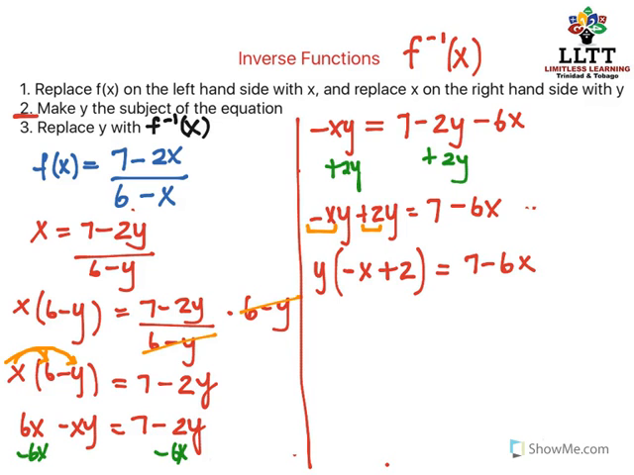So now I have y times some value is equal to 7 minus 6x. And I want y alone on one side. That's making y the subject of my equation. I just want y on the left-hand side. Everything else I want on the other side. So what I can do now is divide by negative x plus 2 on both sides.